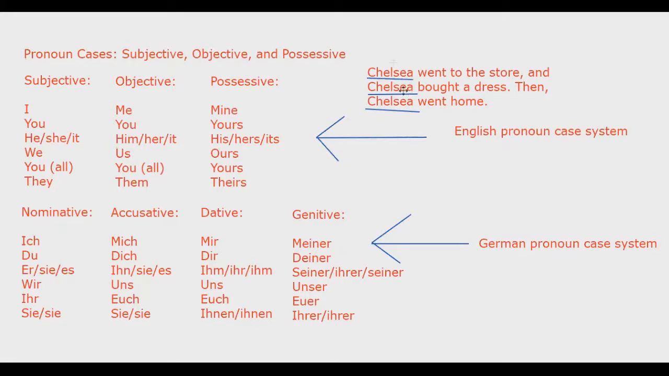So that's why we have pronouns. We could replace these with she. Chelsea went to the store and she bought a dress. Then she went home. Now the sentence isn't as annoying to read. We use pronouns to rename nouns, such as Chelsea. If you remember, a noun is a person, place, thing, or idea. In this case, the noun is Chelsea and she's a person. That's what a noun is and that's what a pronoun is.